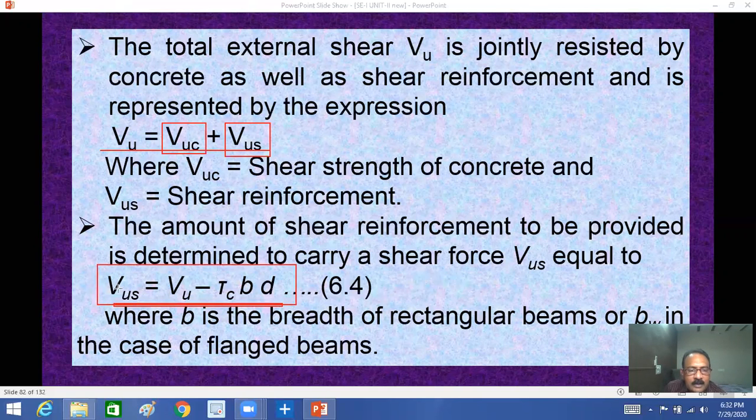Generally, we have to calculate Vus, the shear reinforcement required because of design loads. If there is more shear load, the shear taken by concrete should be subtracted from your Vu. Then you can calculate Vus as per the given guidelines of IS 456. See, this you should understand step by step.